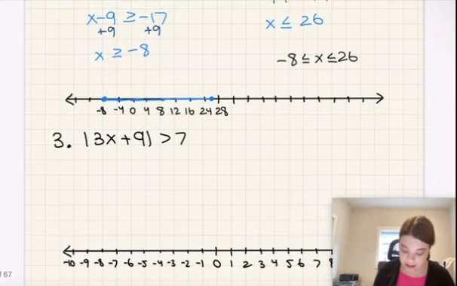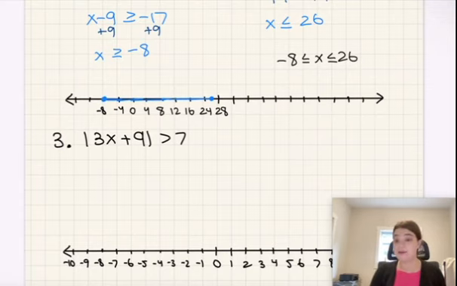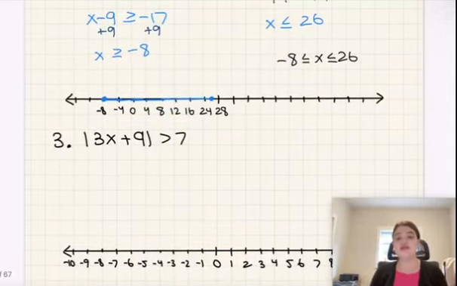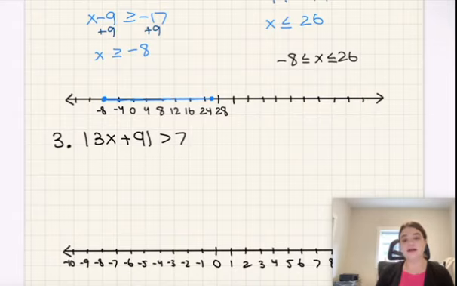This one is 3x plus 9 in absolute values is greater than 7. So there's a couple differences here. Notice the other two were less than or equal to's. This one is a strictly greater than. So strictly greater than means the boundaries are not included. And also it's going to be greater than, and so that means our set is going to be disjoint. So it's going to be a little bit different than we're used to. It's going to have two separate parts rather than kind of being numbers all in a row together. You'll see what I mean when we actually get to the answer here.